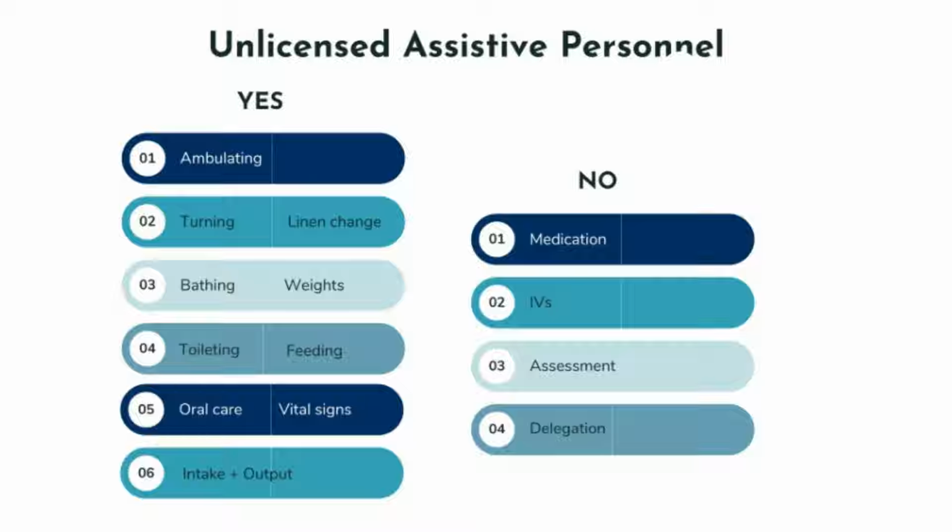What have I said? For the yes part of it, you're going to see they can do what we call ambulation or ambulating. They can do turning of the patient. They can change linen. They can do bathing of the patient. They can weigh the patient. They can do toileting for the patient, and they can also feed the patient. They can also do oral care for the patient. They can check vital signs for the patient.